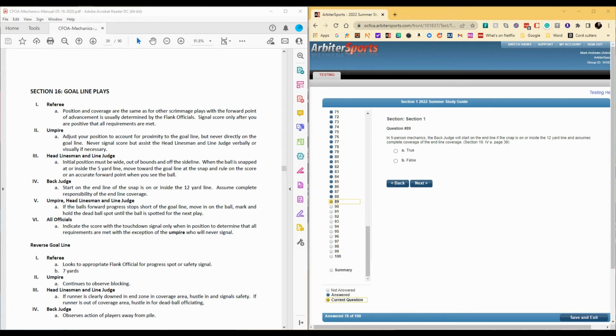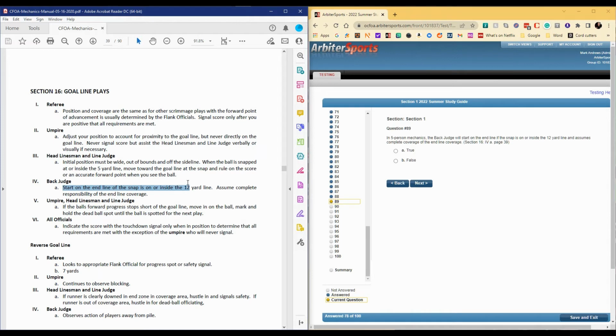Question 89. In 5-person mechanics, the back judge will start on the end line if the snap is on or inside the 12-yard line and assumes complete coverage of the end line. I think that last one's a little redundant. Okay, so that's on page 39, and start on the end line if the snap is on or inside the 12-yard line.